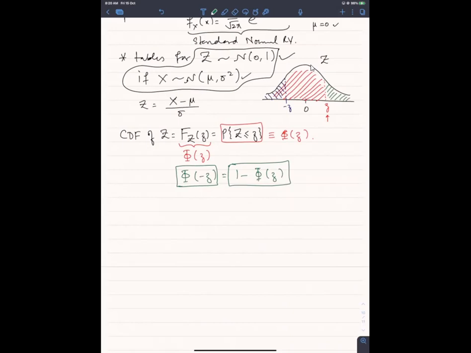These tables are generally available to you. Okay. So I'm going to ask this question: what is phi of 0? Answers in the chat window. 0.5, of course. And phi of infinity is, answers in the chat window. Phi of infinity is 1. And what about phi of minus infinity? It has to be 0.